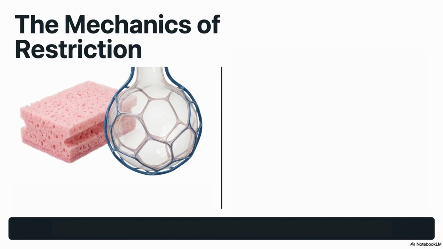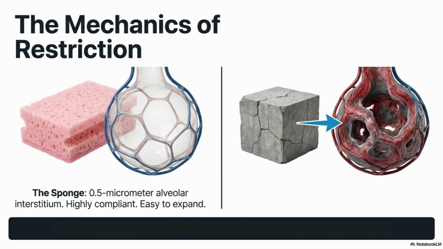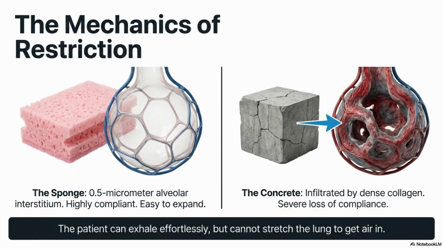Let's get started. First, let's look at the mechanics of restriction. Think of a normal lung as the sponge. It has a 0.5 micrometer alveolar interstitium that is highly compliant and easy to expand. Now contrast that with the concrete seen in restrictive diseases. The lung is infiltrated by dense collagen, resulting in a severe loss of compliance. Because of this, the patient can exhale effortlessly but cannot stretch the lung to get air in.